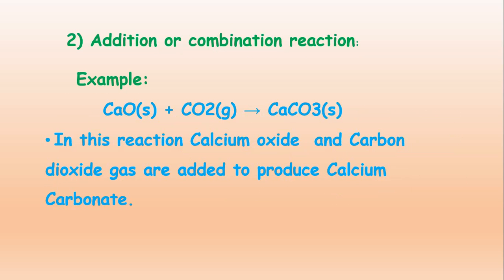This is an example of the addition or combination reaction: CaO, calcium oxide, reacts with carbon dioxide and they produce calcium carbonate. It is one compound which is produced by these two different reactants. In this reaction, calcium oxide and carbon dioxide gas are added and then they produce calcium carbonate.